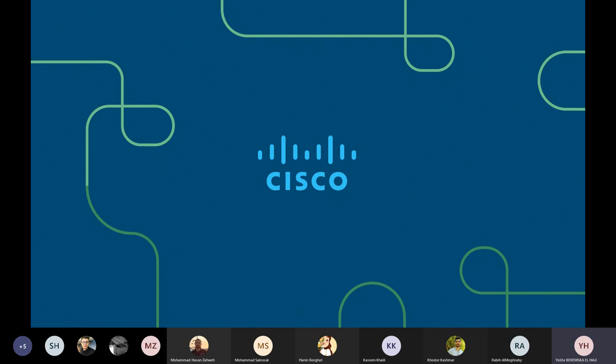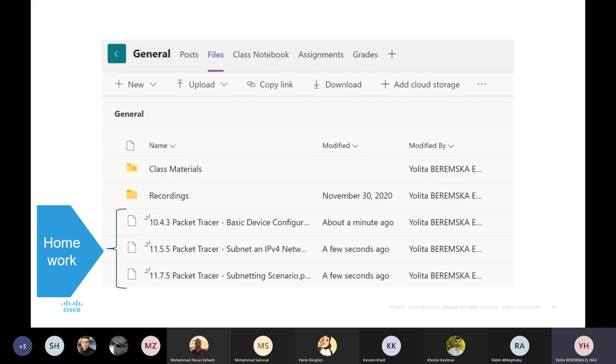So this is what we have for today. Look, guys, I have put in your Team 3 Packet Tracer exercises. This is the homework for next time. I want you to send me this in your class notebook, okay? You download these 3 exercises, you do them, everything is written like before we have done, and upload your answers to the names that you have in Team. We're not going to do this in the academy, okay? You have 3 exercises for next time, and they will also be graded.